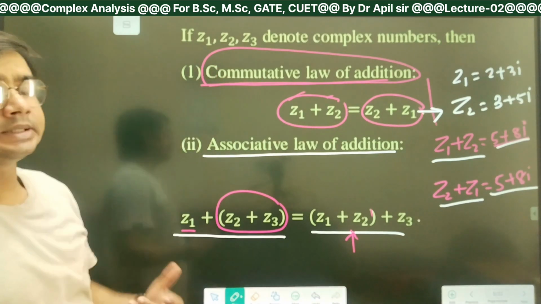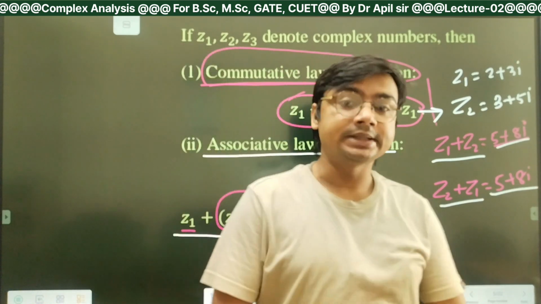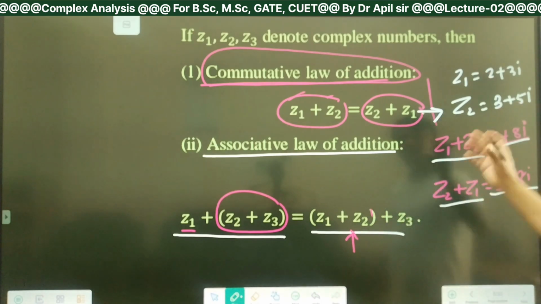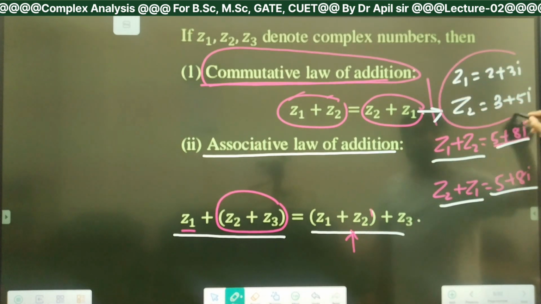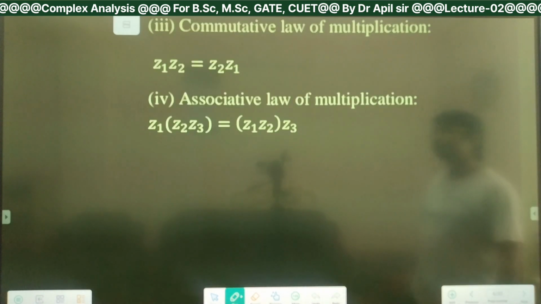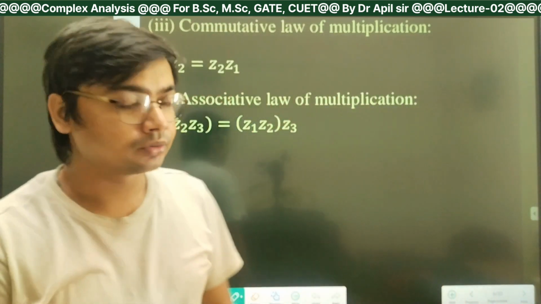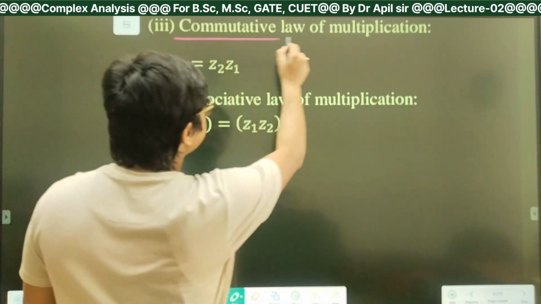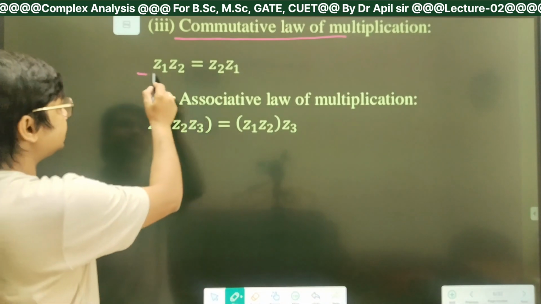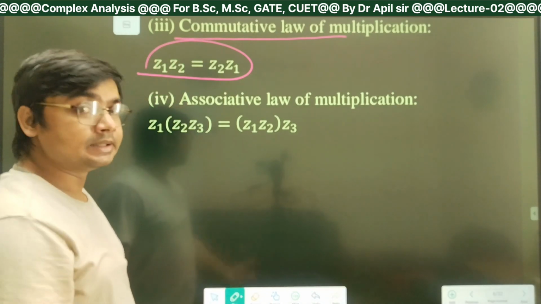And of course we can easily verify that the set of complex numbers always satisfies this associative property. You can easily verify by using some numerical values, right? Similarly, in case of multiplication, this commutative law will always be satisfied. Here you see Z1 into Z2 will be Z2 into Z1. This always happens, we can easily verify.